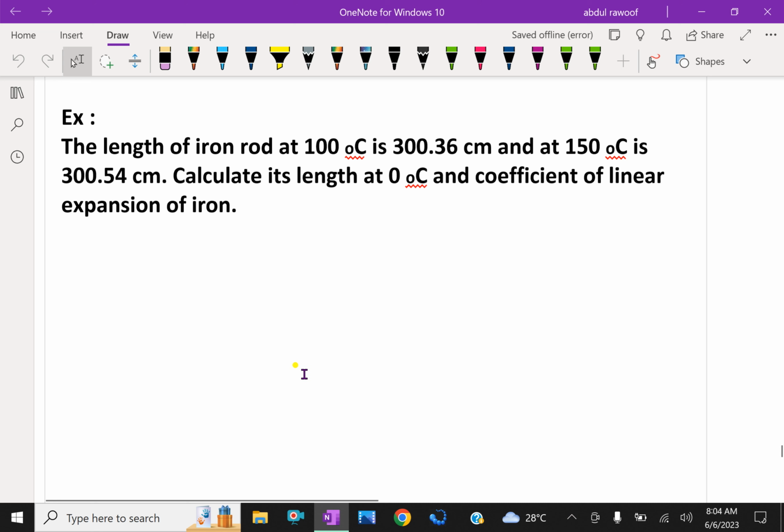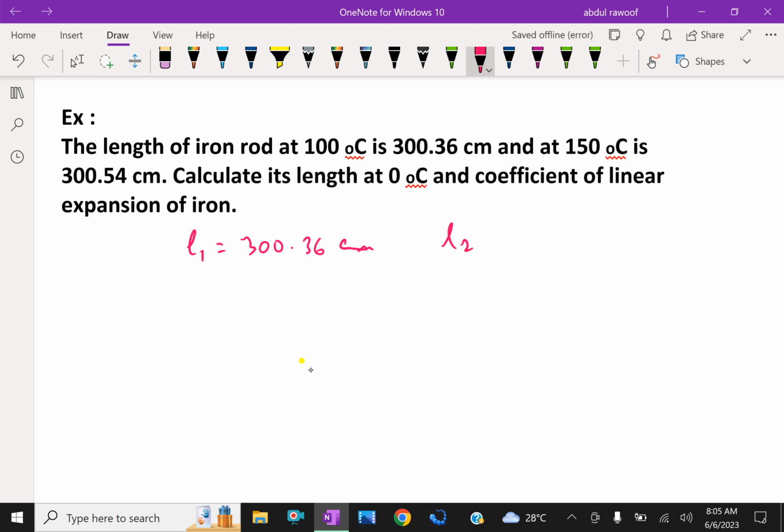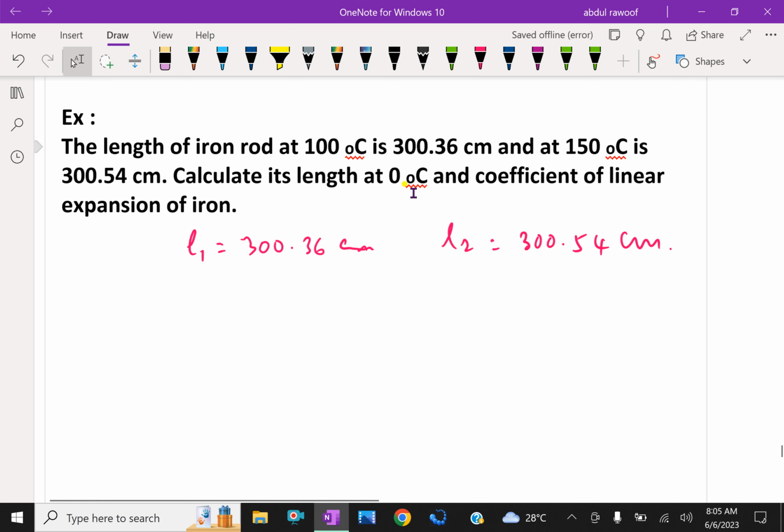Here, given L1 at 100 degrees is 300.36 centimeter, and L2 is 300.54 centimeter, and we have to find the coefficient of expansion, also L0. L0 means length at 0 degrees Celsius.